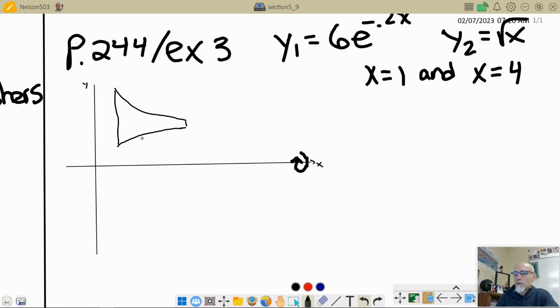My first step is to flip it over, to reflect it over this line. So I would try to copy what is in the first quadrant right down here. And again, it doesn't have to be perfect. We're just trying to get a picture that we can put on our paper. Okay, so now I've reflected it over the axis.